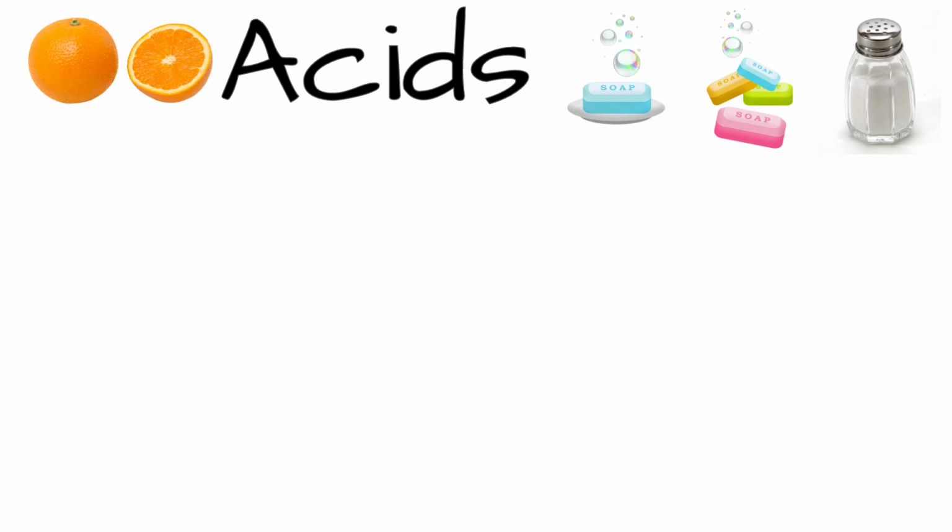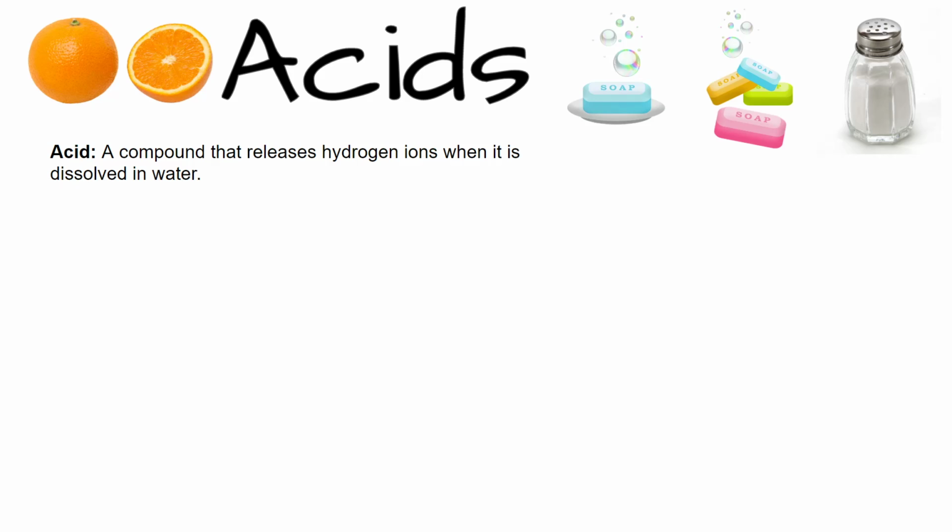Well, what exactly is an acid? Many compounds split into ions, which are charged particles, when they dissolve in water. These compounds are said to dissociate in water. An acid is a compound that releases hydrogen ions when it is dissolved in water. These hydrogen ions are protons, positively charged particles, or H+. The protons attract water molecules to produce hydronium ions, or H3O+. Acids are proton donors.